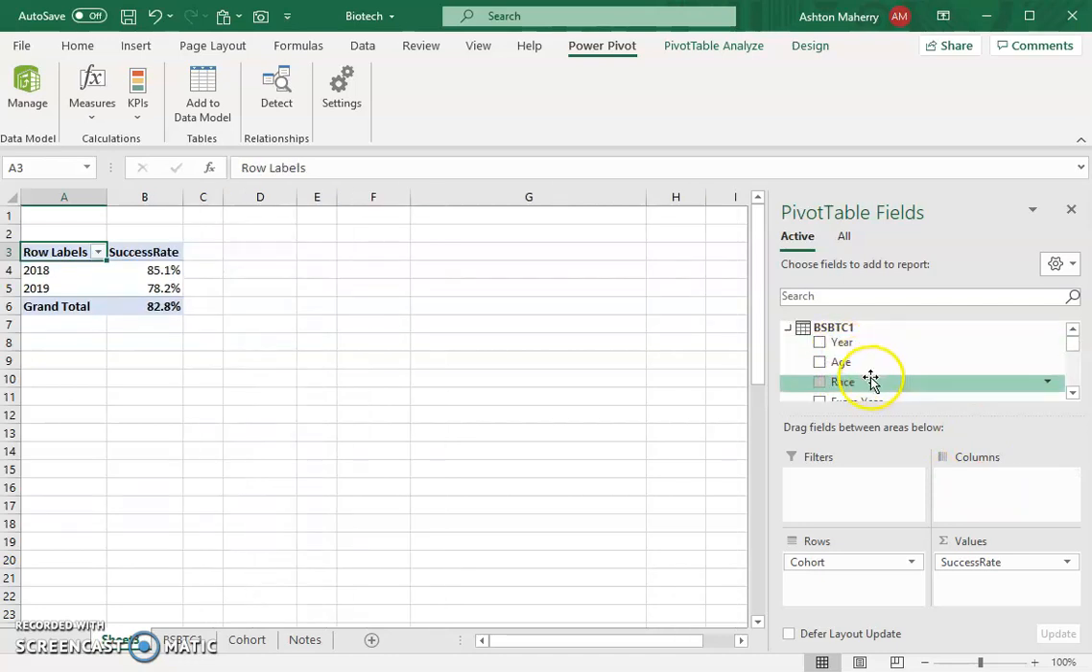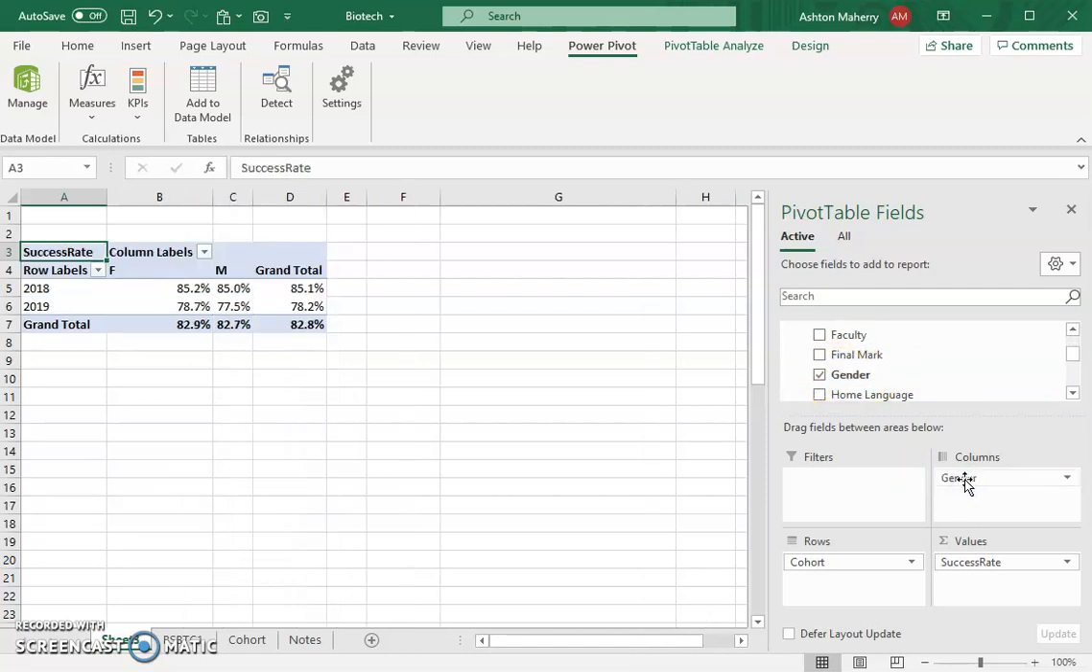I'm now interested in some of the other things we have. Let's have a look at the gender. So the 2018 cohort, you can see females and males are performing pretty much the same, whereas the 2019 cohort, females are doing a bit better than the males there.